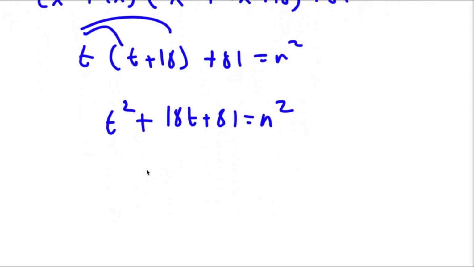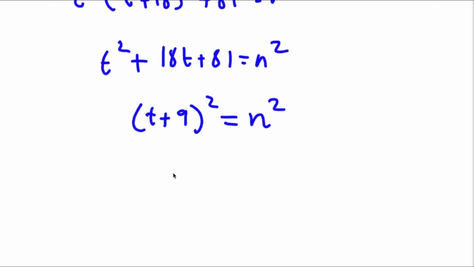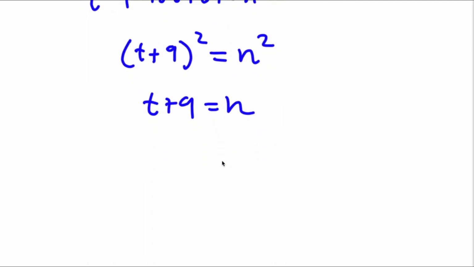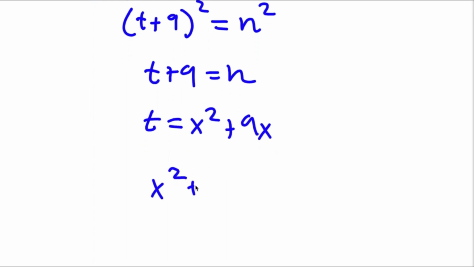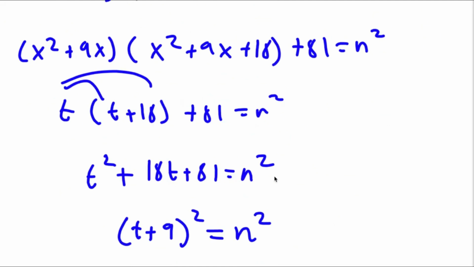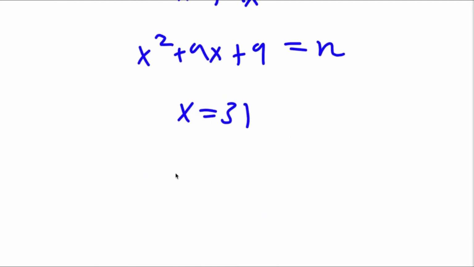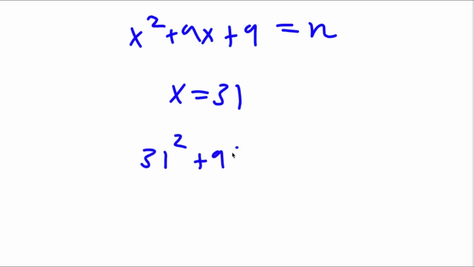Now this is the same thing as t plus 9 squared. So I have t plus 9 squared is equal to n squared. And this means that t plus 9 is equal to n. Now remember how we said that t is equal to x squared plus 9x, right? So this means that x squared plus 9x plus 9 is equal to n. And also remember how x is equal to 31. So this means that 31 squared plus 9 times 31 plus 9 is equal to n.